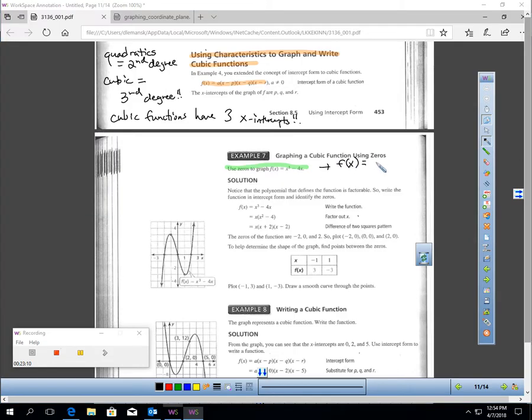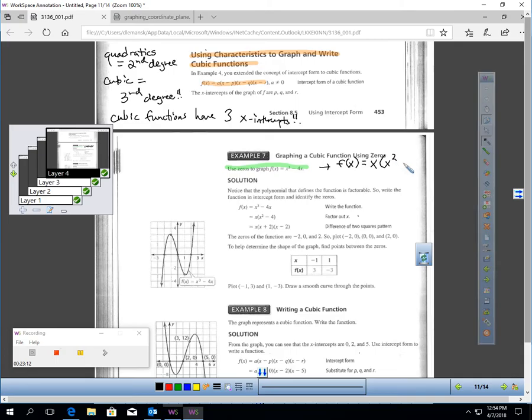So let's take a look at doing that. Okay, so use the zeros to graph this cubic function. Let me highlight what we're looking at here. Right here, we want to graph the cubic function. So first of all, to know the zeros, I'm going to have to factor this. My greatest common factor here is x. Let's rewrite that. F of x would equal x, factoring that out, x squared minus 4. Do you notice the difference of squares here? So f of x would equal x times x minus 2 times x plus 2.